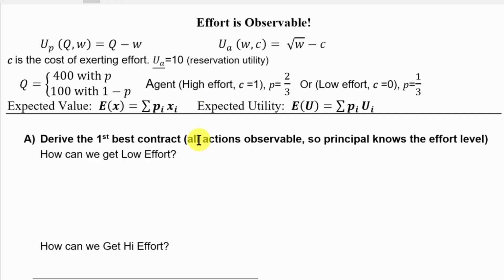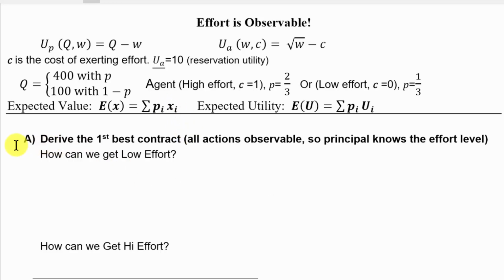Just refresher formulas here: the expected value when an outcome is random is the sum of the probabilities times the outcome, and expected utility is the sum of the probabilities times the utility the agent would get if there is a random outcome in terms of their wage. There's not going to be one in this case, because the principal is going to be able to observe their work effort and reward them based on how hard they work. There's no uncertainty in the wages. But there will be uncertainty in the amount of output, because that's random no matter what.